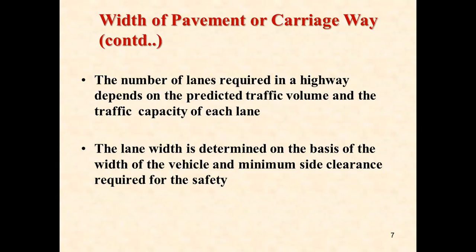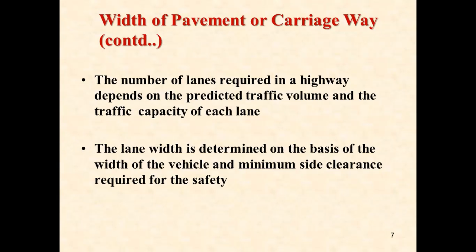Roadway vehicles have different dimensions. If you take a bus, a lorry or a car, the car comes under the light motor vehicle, and light motor vehicles have different dimensions from heavy and medium-weight vehicles. If you take a van, a bus or a truck, the dimensions vary, so we satisfy the minimum requirement. Based on that, we fix the width of the carriageway or pavement.